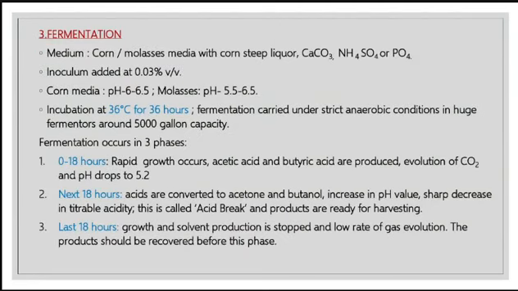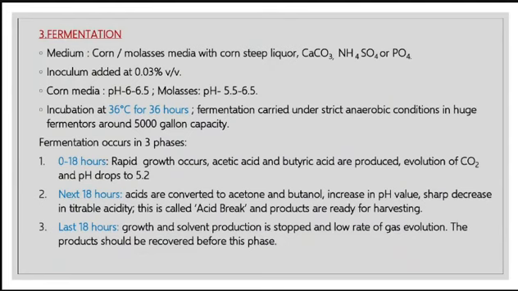The next step is the fermentation. The medium used can be corn or molasses media with corn steep liquor, CaCO3, ammonium sulfate or ammonium phosphate. Inoculum is added at 0.03 percent volume by volume. The corn media have a pH of 6 to 6.5 and molasses media have a pH of 5.5 to 6.5. Incubation is done at 36 degrees Celsius for 36 hours. Fermentation is carried out under strict anaerobic conditions in huge fermenters of about 5,000 gallon capacity. The fermentation occurs in three phases.